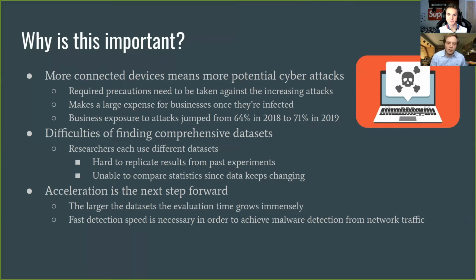Another reason this is important is because of difficulties of finding comprehensive data sets. Researchers have always used different data sets, which makes it hard to replicate past experiments, and makes it so we are unable to compare statistics since the data keeps changing because we're comparing different data sets. Another reason this is important is because acceleration is the next step forward. So as data sets get larger and larger, the evaluation time grows immensely. This is why fast detection speed is necessary in order to achieve malware detection from a network traffic standpoint.